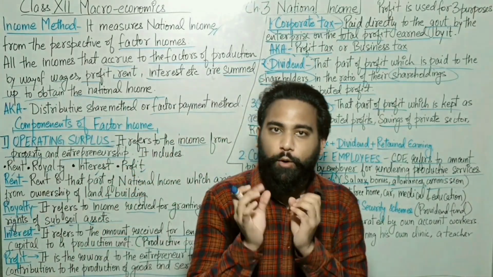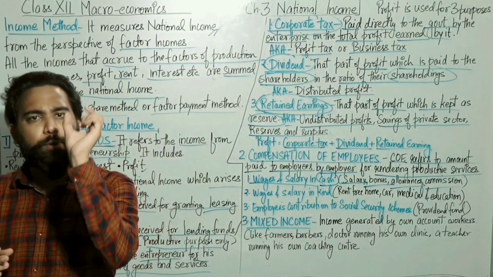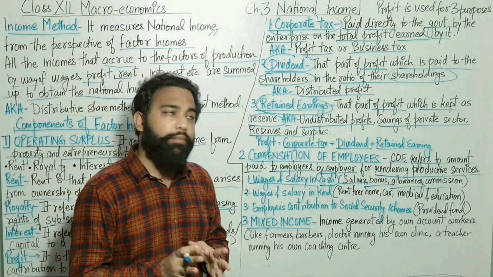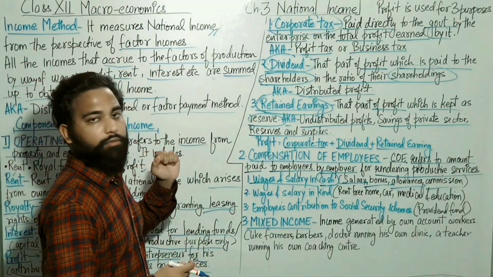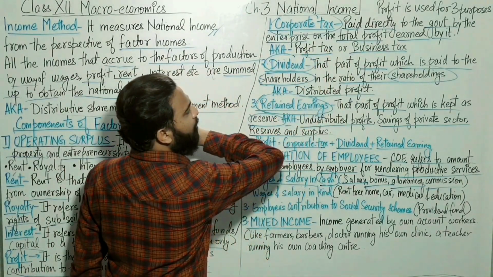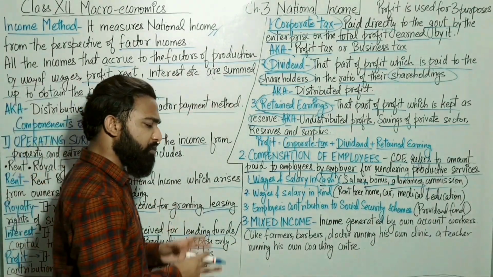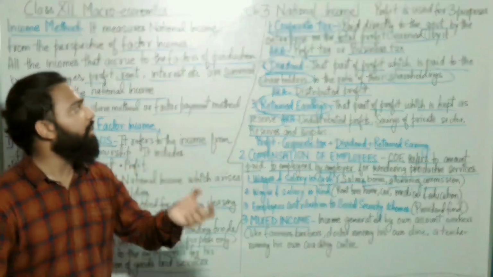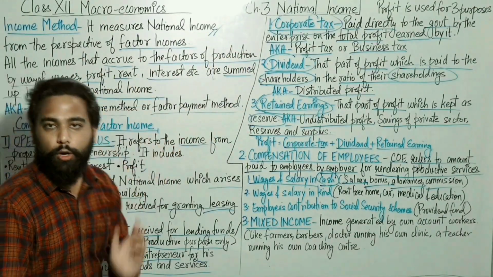Whatever amount of profit is earned by the enterprise, a small proportion of that profit will be paid directly to the government. Is that clear? This corporate tax is also known as profit tax or business tax. Some portion of the business organization's profit is paid directly to the government, and that's the corporate tax.